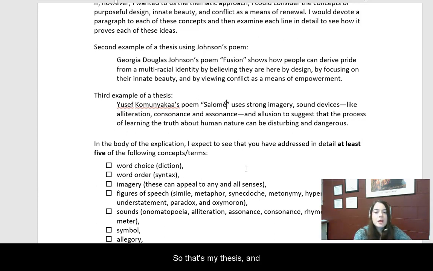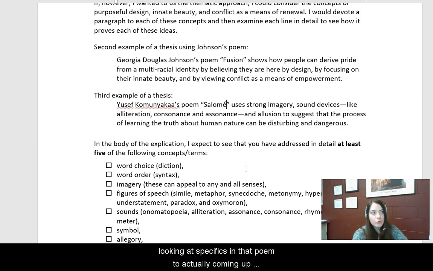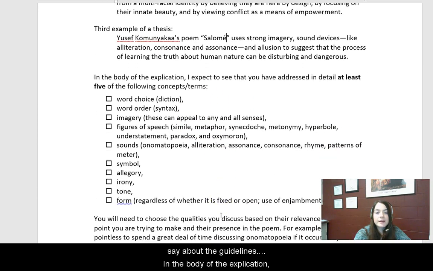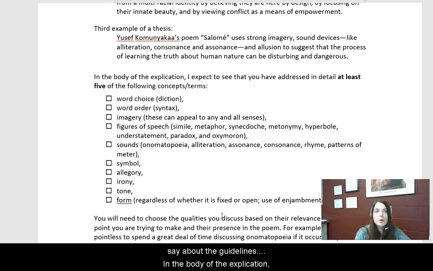All right, so that's my thesis, and I think it will help a lot to see how I move from looking at specifics in that poem to actually coming up with a thesis for it. Right? Now, other things I want to say about the guidelines. In the body of the explication, I do want to see that you have addressed in detail at least 5 of the concepts or terms that I've listed below.